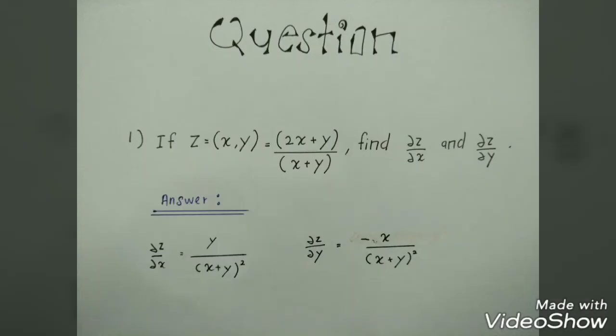Exercise question. If z(x, y) equals (2x + y) over (x + y), then find ∂z/∂x and ∂z/∂y.